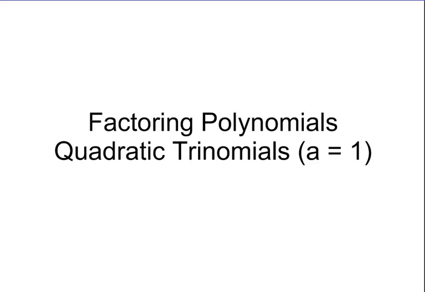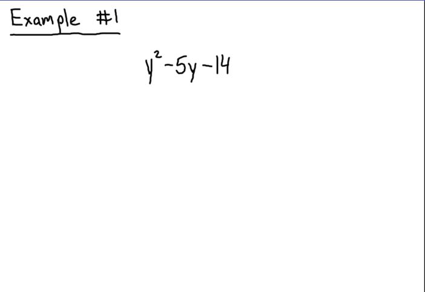Let's take a look at factoring polynomials, and let's just focus on factoring trinomials that are quadratics and the leading coefficient is 1, so a equals 1. So let's take a look at this first example here. We have y squared minus 5y minus 14.